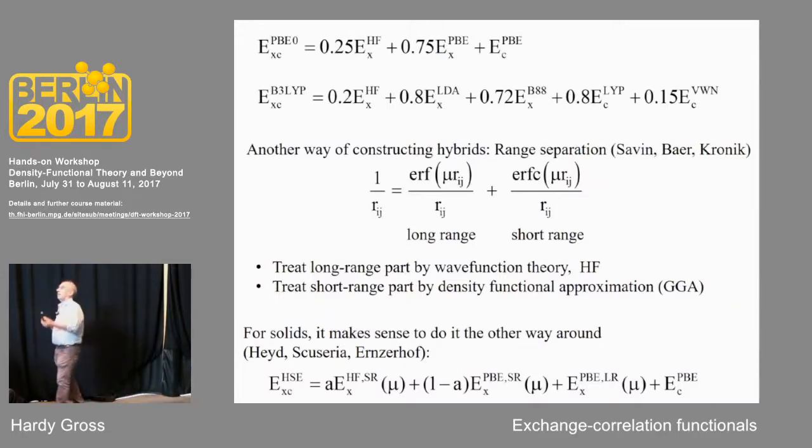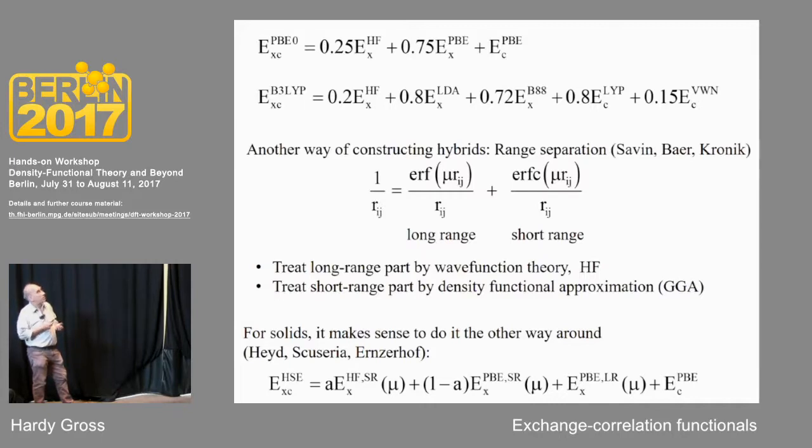And there are, in the same spirit, several other functionals on the market. They're all called hybrids. Here the PBE0, which is 25% Hartree-Fock exchange, 75% PBE for exchange, and the full PBE functional for correlation. And there's the B3LYP functional, where you take certain fractions of LDA and GGA exchange.